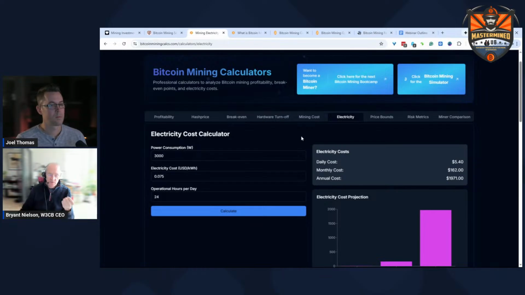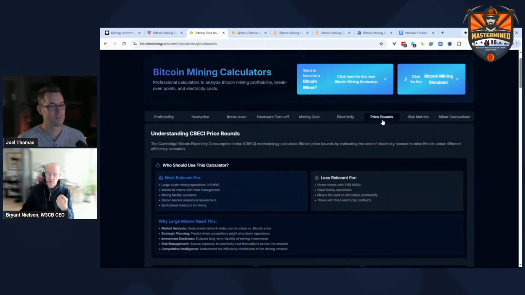Here's an electrical cost calculator. This one's very straightforward. What is the impact to your operations based on electrical pricing, and how long are you operating this? If you're a very small miner, you might not want to operate it 24/7. You might operate it only during the night, because during the day you have family, and the family doesn't want to hear the whine of the fans. But this allows you to play around with what your daily cost, monthly cost, and annual cost are.